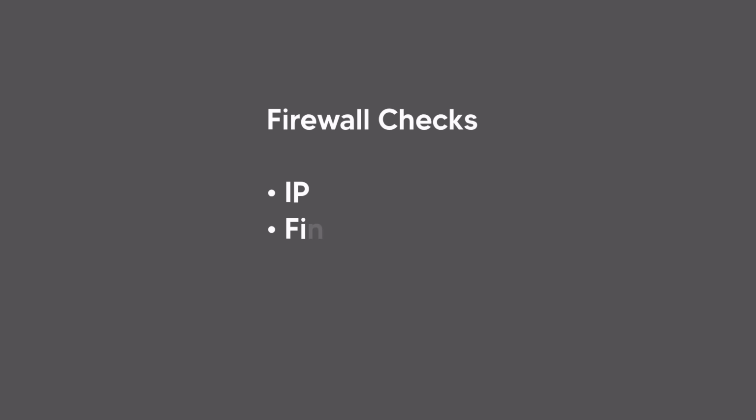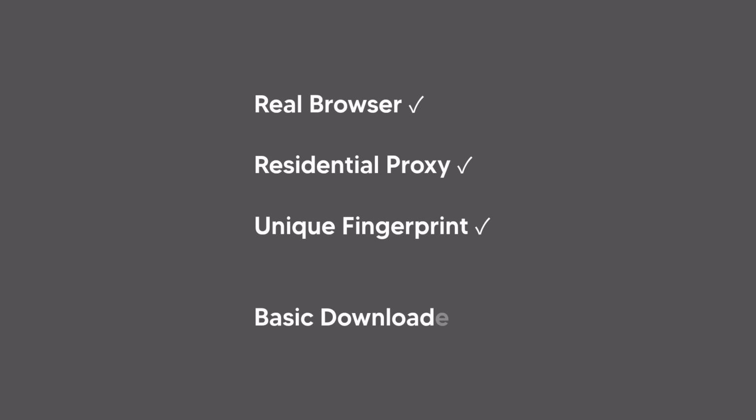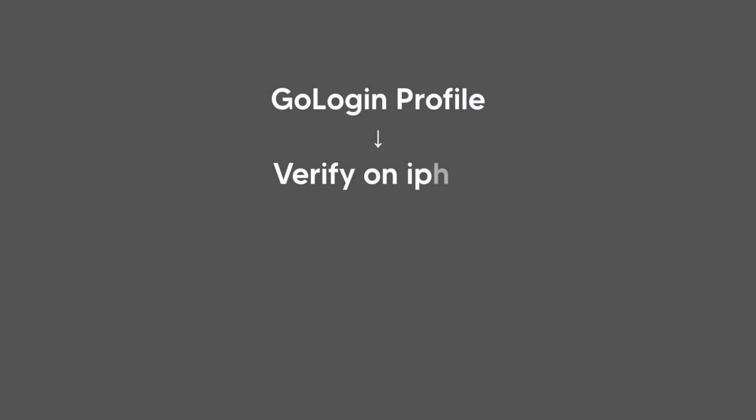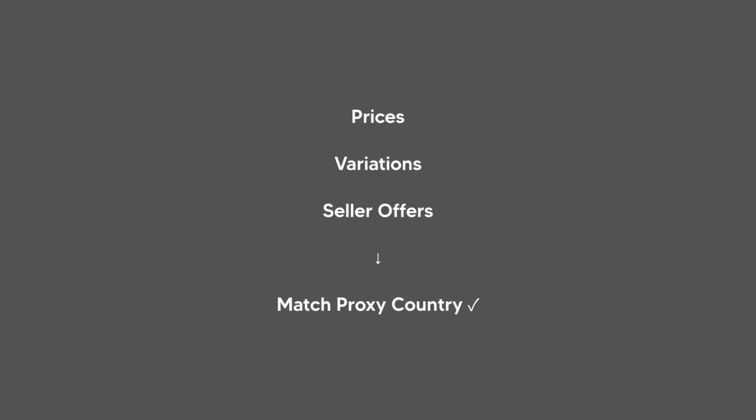The world's largest marketplace uses an aggressive firewall that checks your IP, browser fingerprint, headers, and browsing behavior. To scrape it reliably, you need a real browser, a residential proxy, and a unique browser fingerprint, not a basic download tool. Set up a separate GoLogin profile for each marketplace, verify everything on IFI, use conservative pacing, and watch for soft blocks. Prices, product variations, and seller offers can all be extracted, but each requires its own approach. And always match your proxy's country to the marketplace you're scraping.